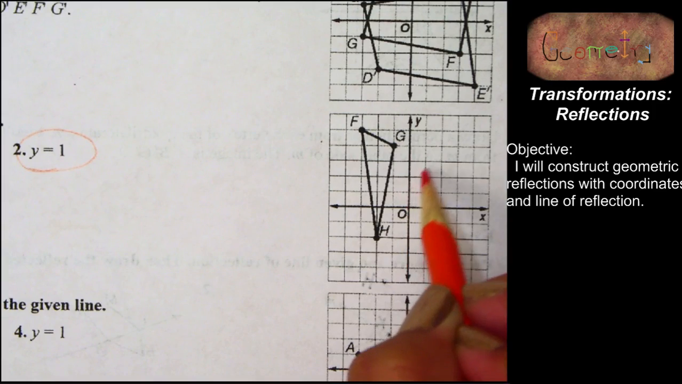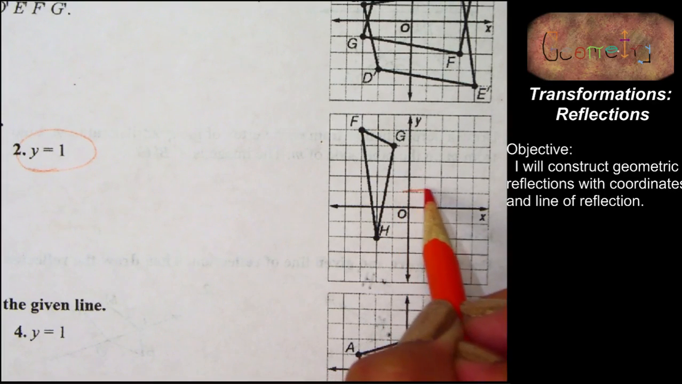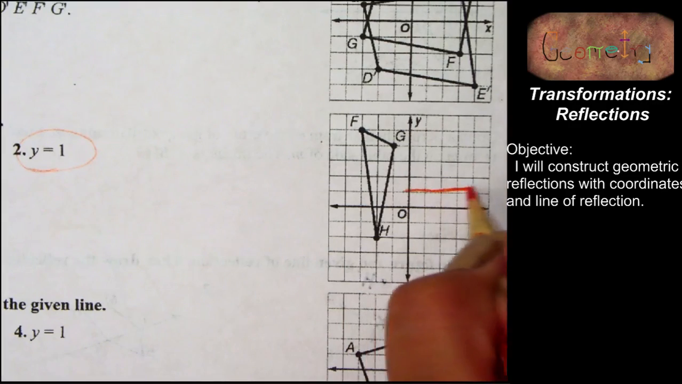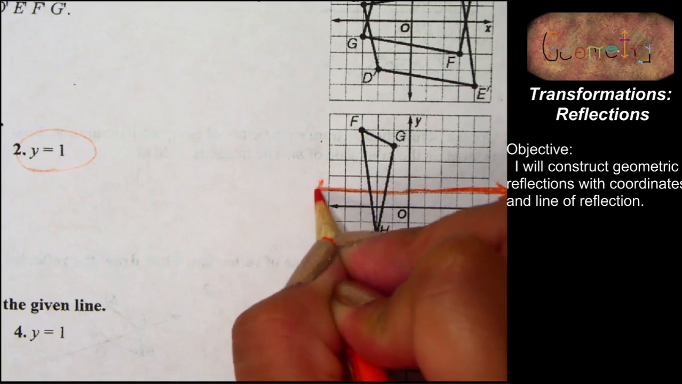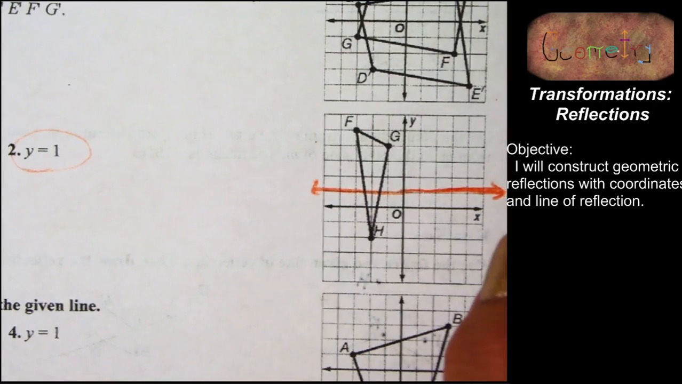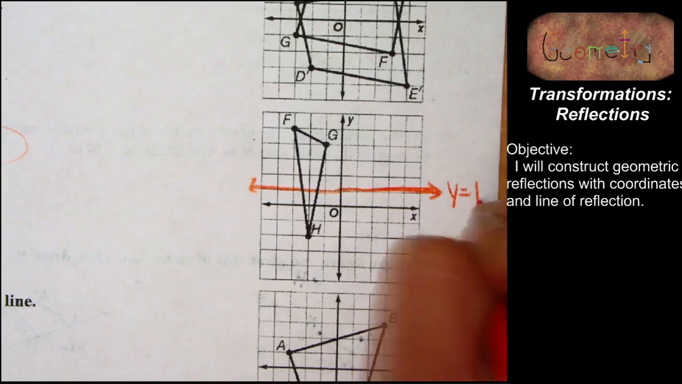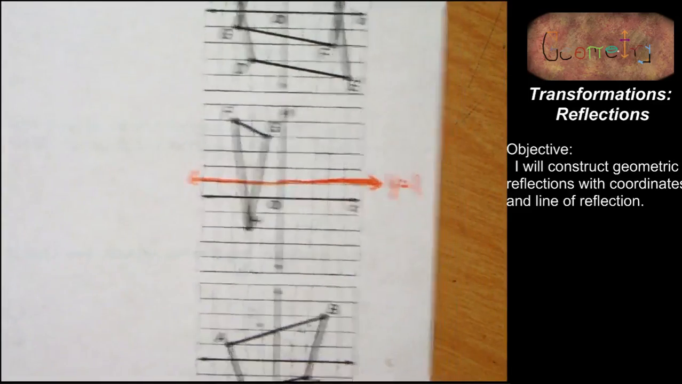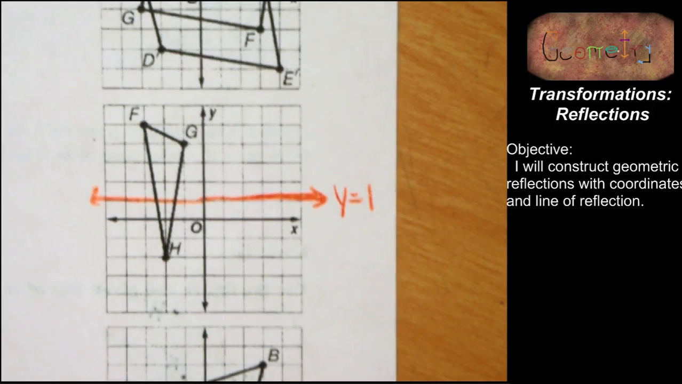Do I go slanty this way? Do I go straight up and down? I go side to side, horizontal, because everything on this line has a y value of 1. Very nice, thank you. If you use your protractors, your line comes out straight. Just saying. I'm going to label that line. All right, there we are.